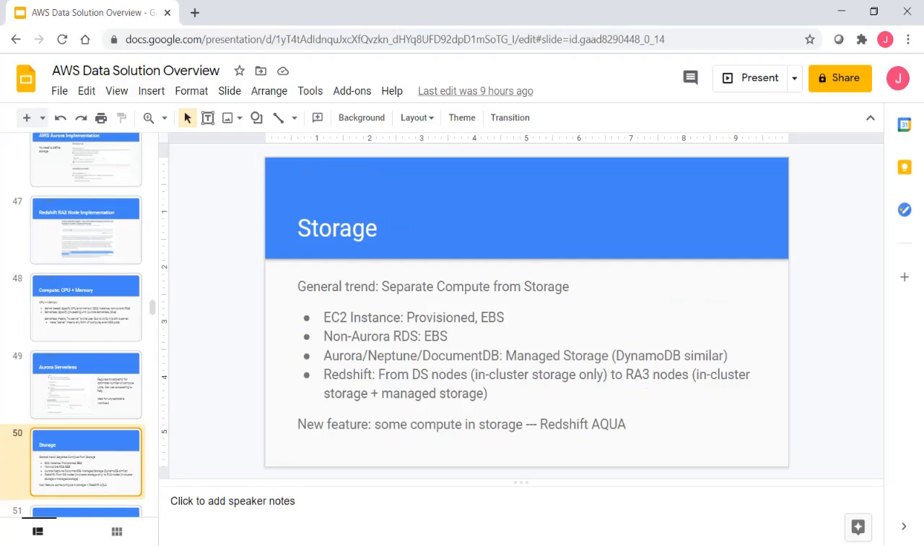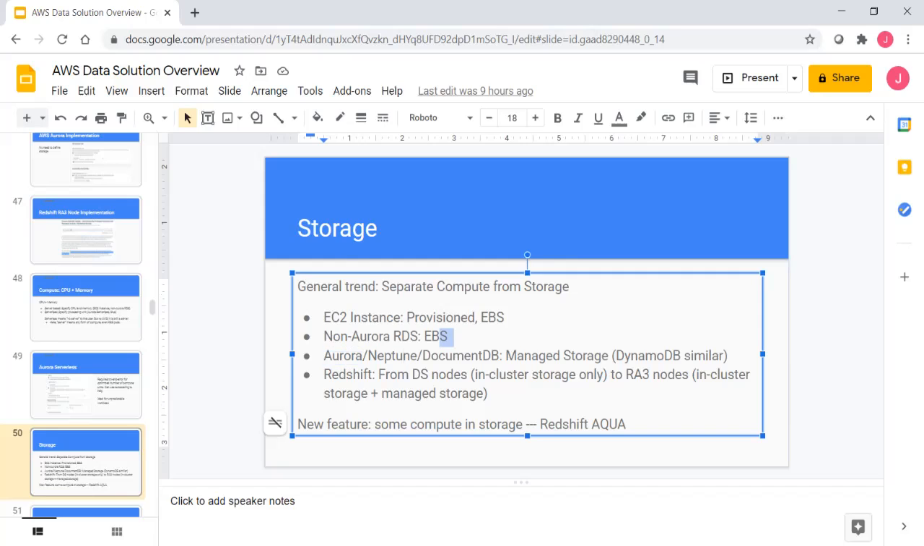And there are many different types of storage. The most common one, of course, is EBS, the Elastic Block Store, the block storage. And for Aurora, Neptune, and DocumentDB, as we said, these are managed storage that is duplicated across 3 availability zones. And these are managed by AWS automatically. You do not necessarily need to know where they are or how they are managed. That's why they call it managed storage.